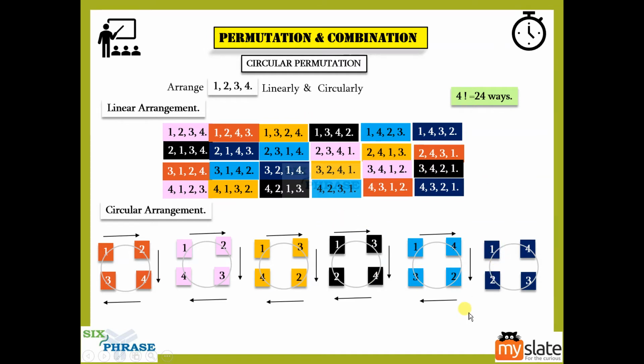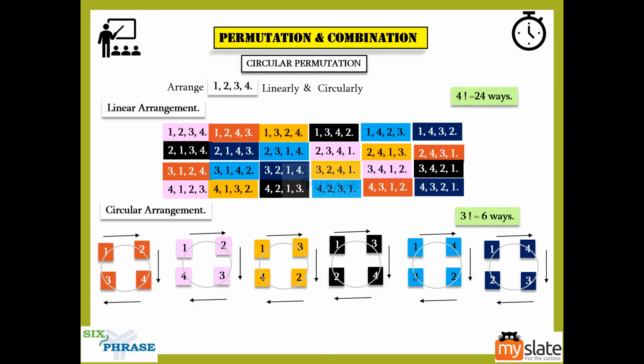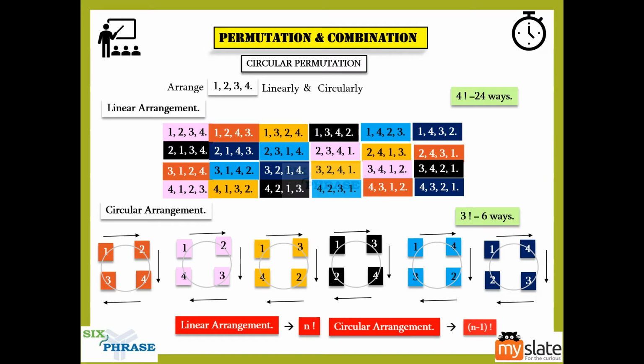So 6 is nothing but 3 factorial. As you can see, linear is 4 factorial, circular is 3 factorial. It is 1 less than the linear. Circular will always be 1 less than the linear. Not 1 less base, 1 less factorial. So as a rule, if linear arrangement is n factorial, circular arrangement will be n minus 1 factorial, guys.